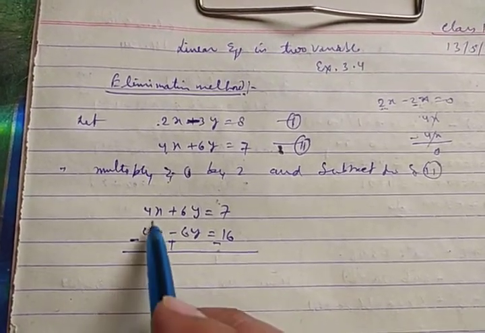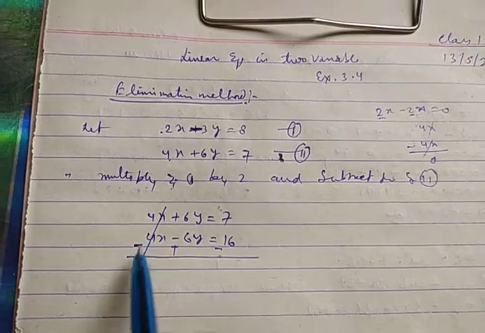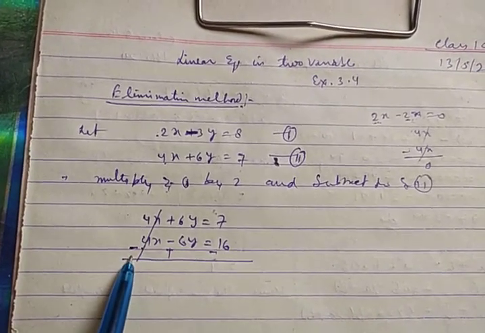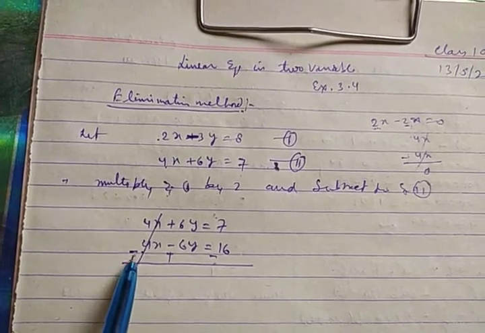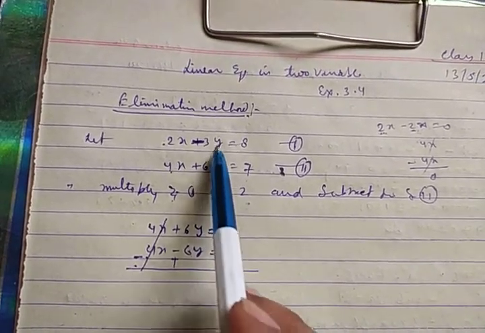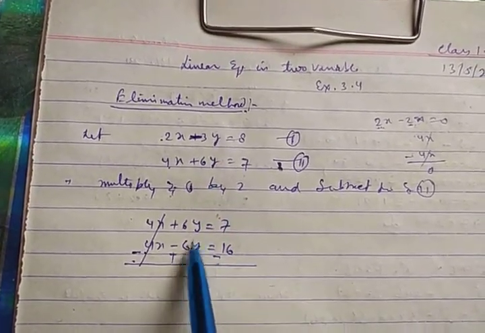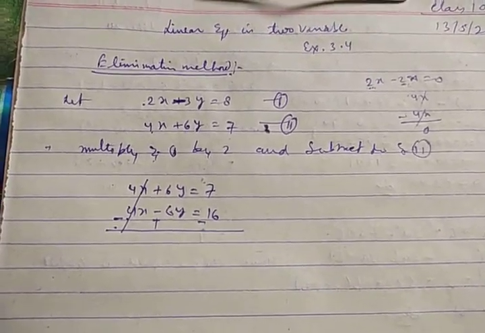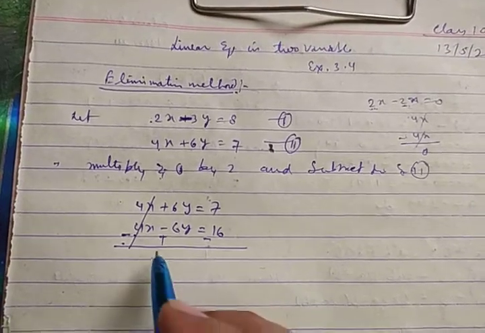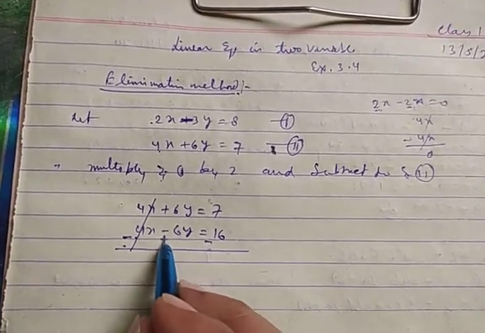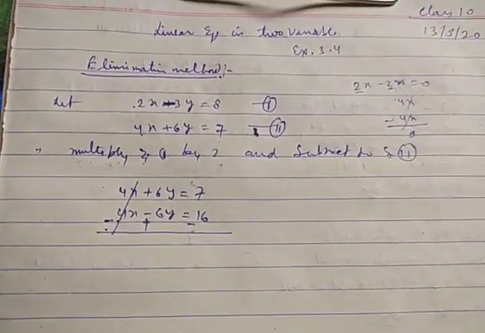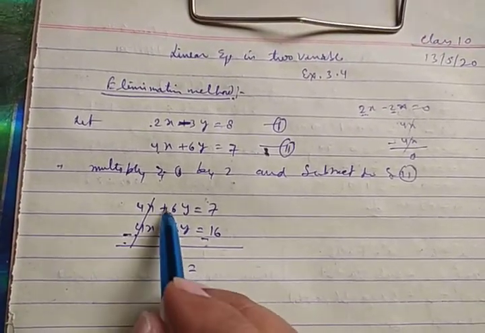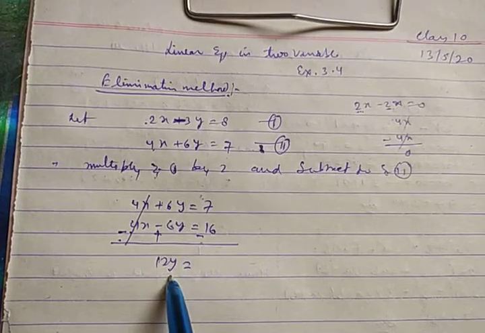Now what will you get? This will be cancelled, equal quantity with opposite sign. Suppose if you wanted to eliminate y, then on addition it would be cancelled. Whether addition or subtraction will be done depends on the situation. Now solve this. What is happening? 6 plus 6, 12y is equal to, both signs are positive, so it will be added.